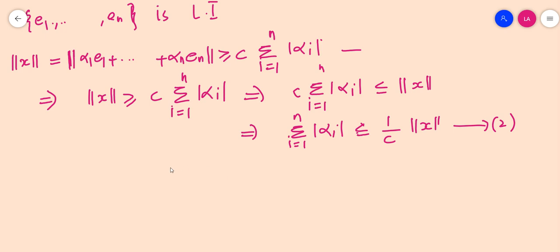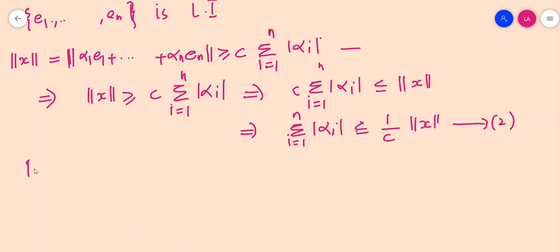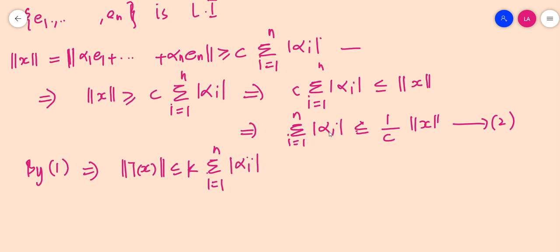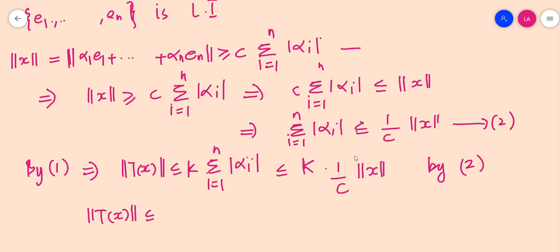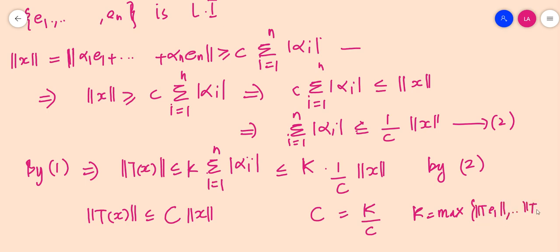Equation number 2. We have already equation number 1. By equation number 1, we have norm of tx is less than or equal to some k into summation i equal to 1 to n modulus of alpha i. And by equation number 2, summation i equal to 1 to n modulus of alpha i is less than or equal to 1 by c into norm x. So this is less than or equal to k into 1 by c into norm x. Okay, by 2, norm tx is less than or equal to k by c, which can be considered as capital C, into norm x, where capital C is equal to k by c and k is the maximum of norm of te1, etc., norm of ten.